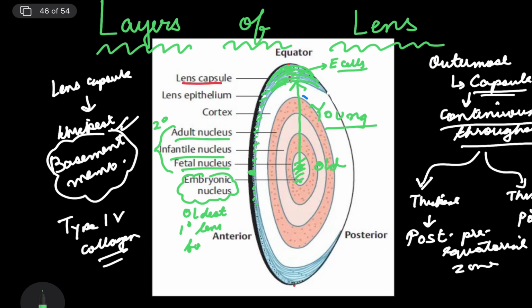In the next video, we'll talk about probably the metabolism of the lens, and then we'll delve into the different pathologies of the lens and cataract.